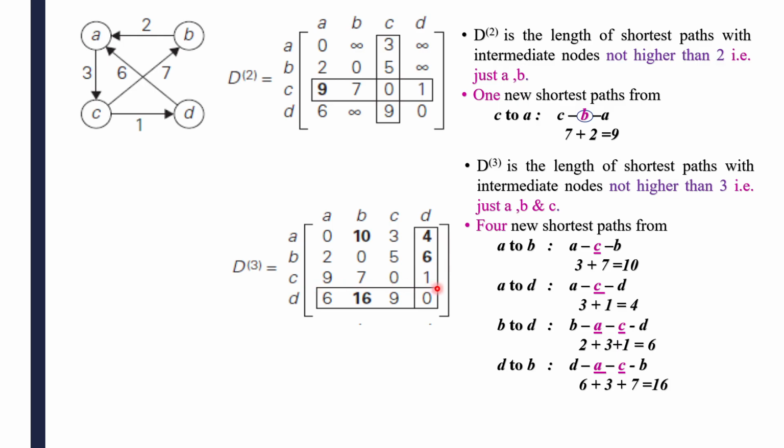In the same way, you check for C also. For this example, if you check it, you won't get any new paths here. But you have to verify. Okay. Next is D. From D to B, you'll get the new path using A and C as intermediate nodes here.